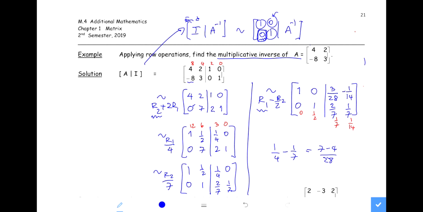Yeah. And now I have everything like this equal to I. On the left I have I now. On the right I have A inverse now. Yay, that is the multiplicative inverse. I have it now. So this is our A inverse.